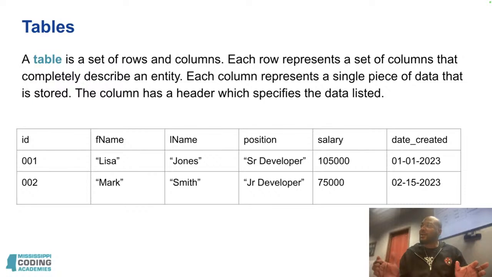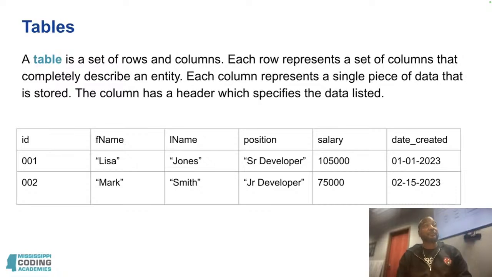That's all that a table is. So when you hear someone say table, we're referring to a set of rows and columns. Each row represents a set of columns that completely describe what we call an entity. And each column represents a single piece of data that is stored. The column has a header which specifies the data that is listed.